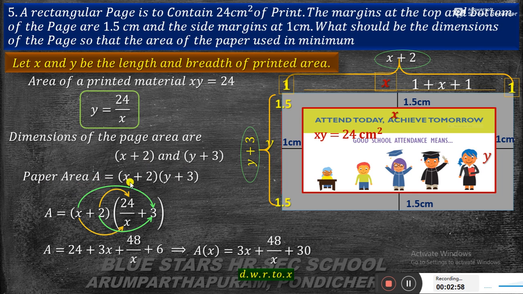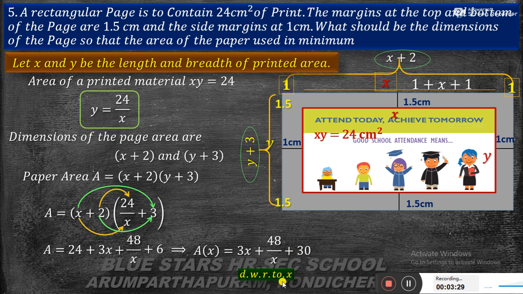Therefore paper area equal to x plus 2 into y plus 3. The next step, now I substitute y equal to 24 by x. Therefore 24 by x plus 3. Now I multiply: x into 24 by x, x cancelled, 24; x into 3, 3x; 2 into 24 by x, 48 by x; 2 threes are 6. So A of x equal to 3x plus 48 by x plus 24 plus 6, which is 30.